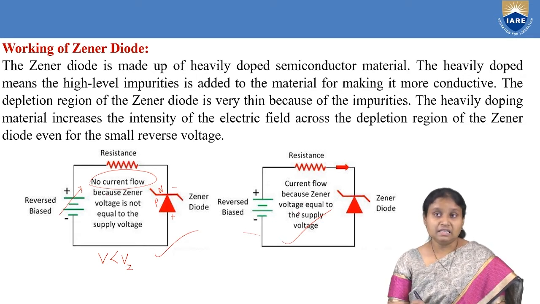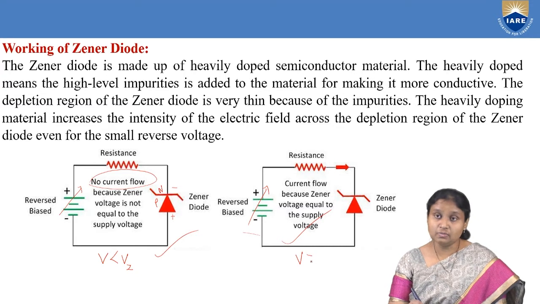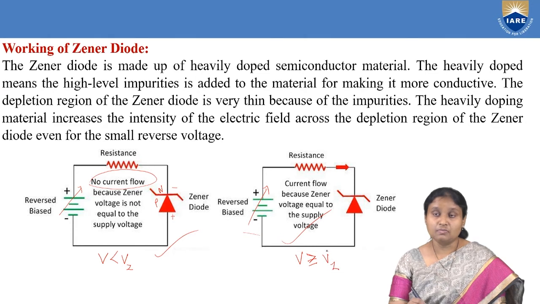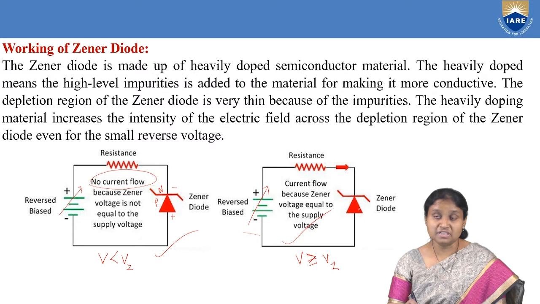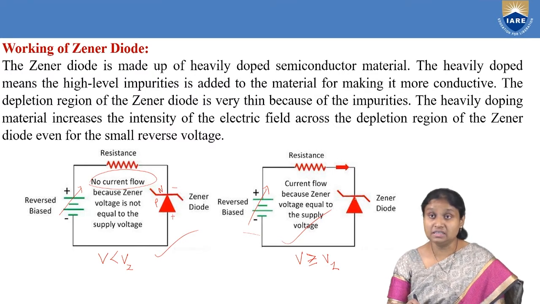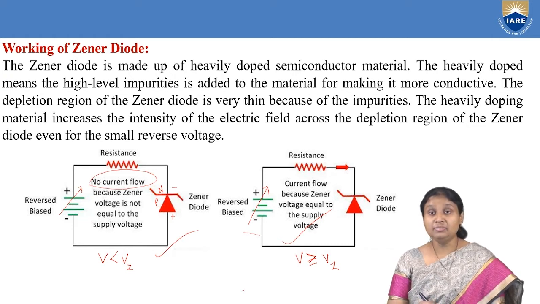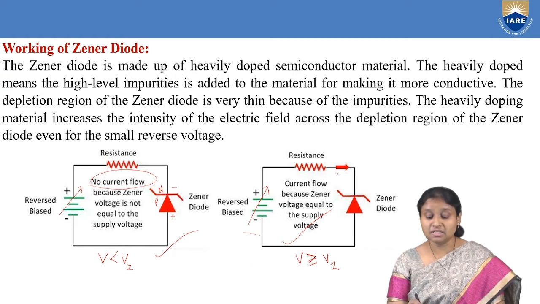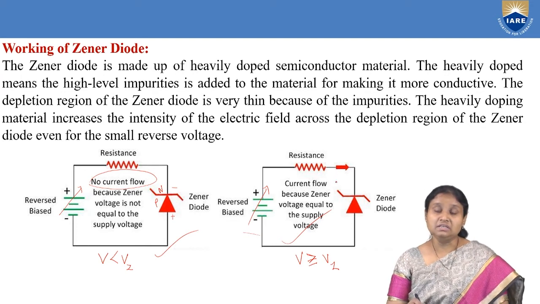But in the second case, our applied voltage has gone beyond, or is at least equal to or greater than, our Zener voltage. Once the applied voltage crosses the Zener voltage of this particular Zener diode, breakdown takes place. There will be formation of an electric field across the depletion region, and there will be an increase in its intensity. That's why you observe a flow of current across the Zener diode.